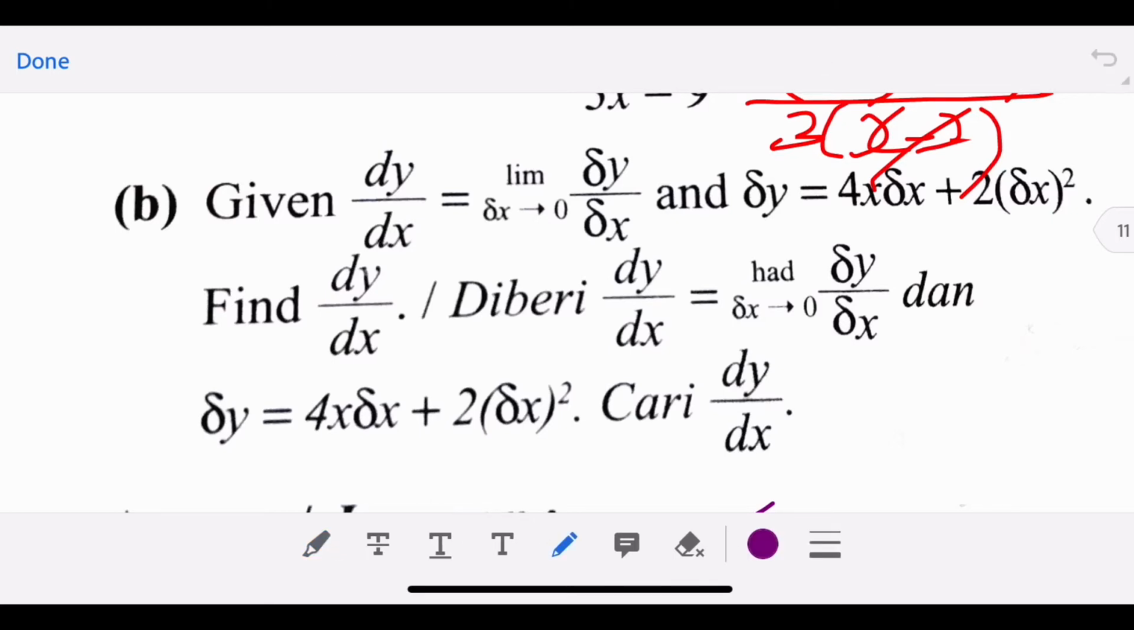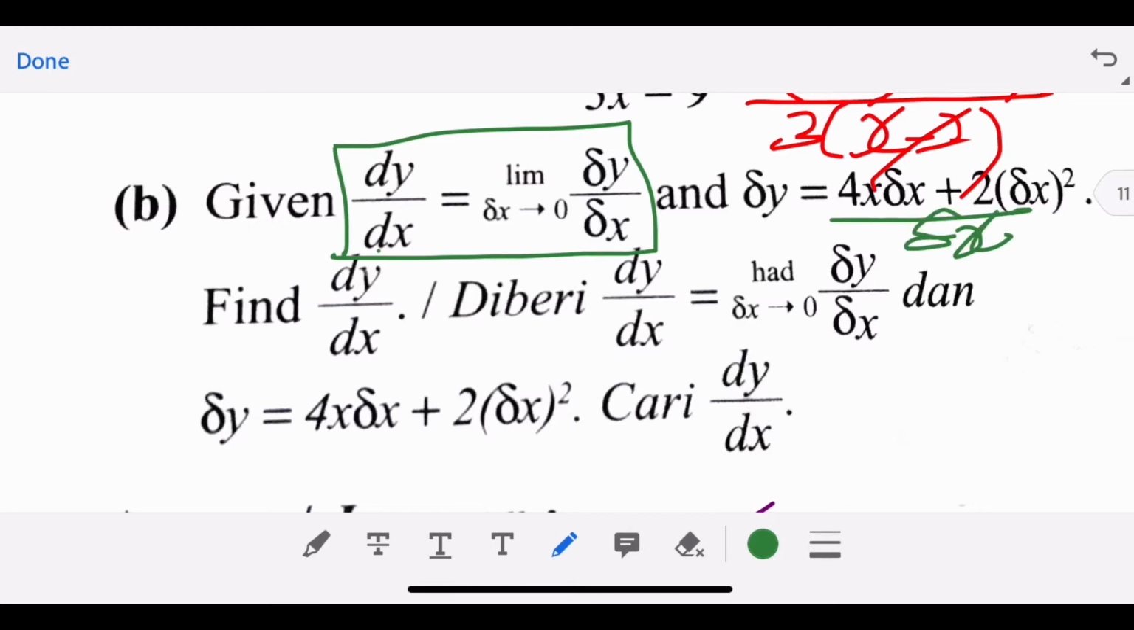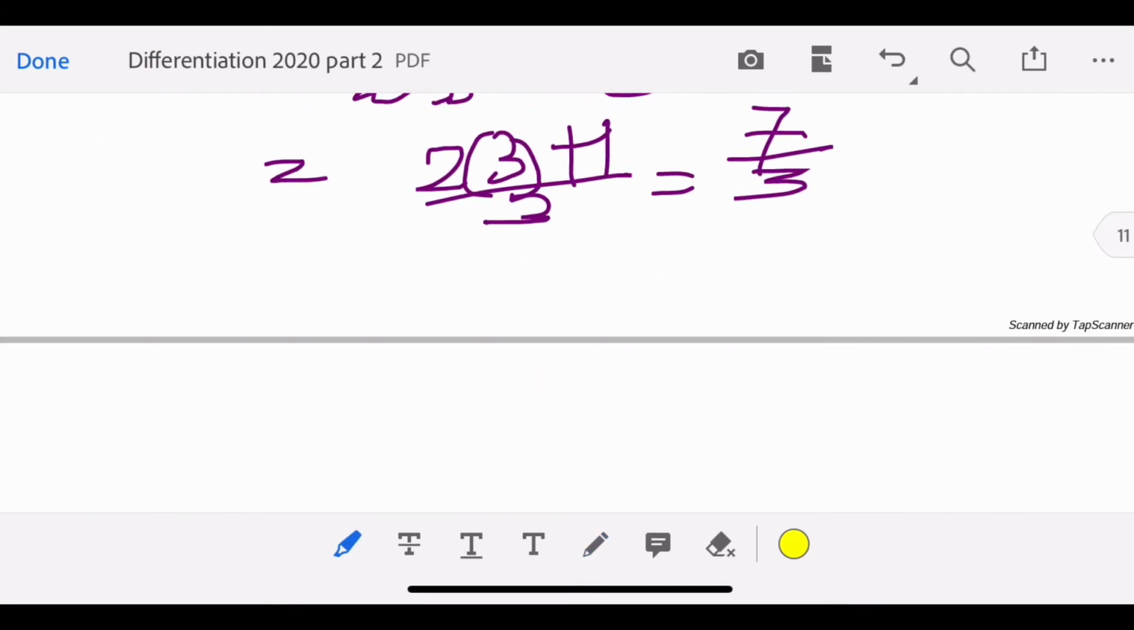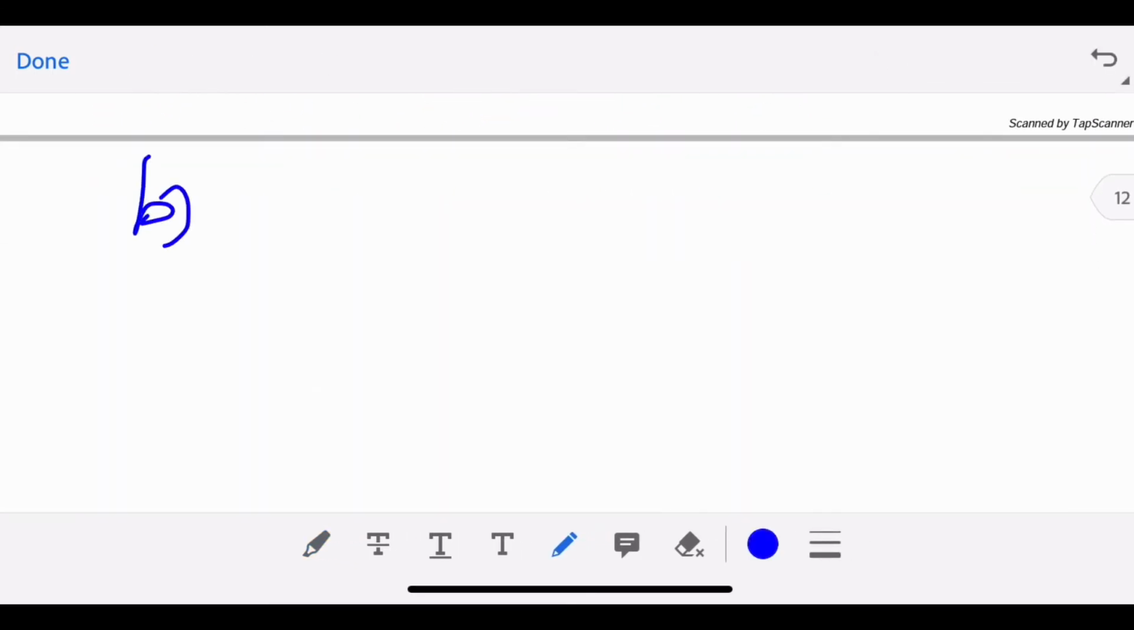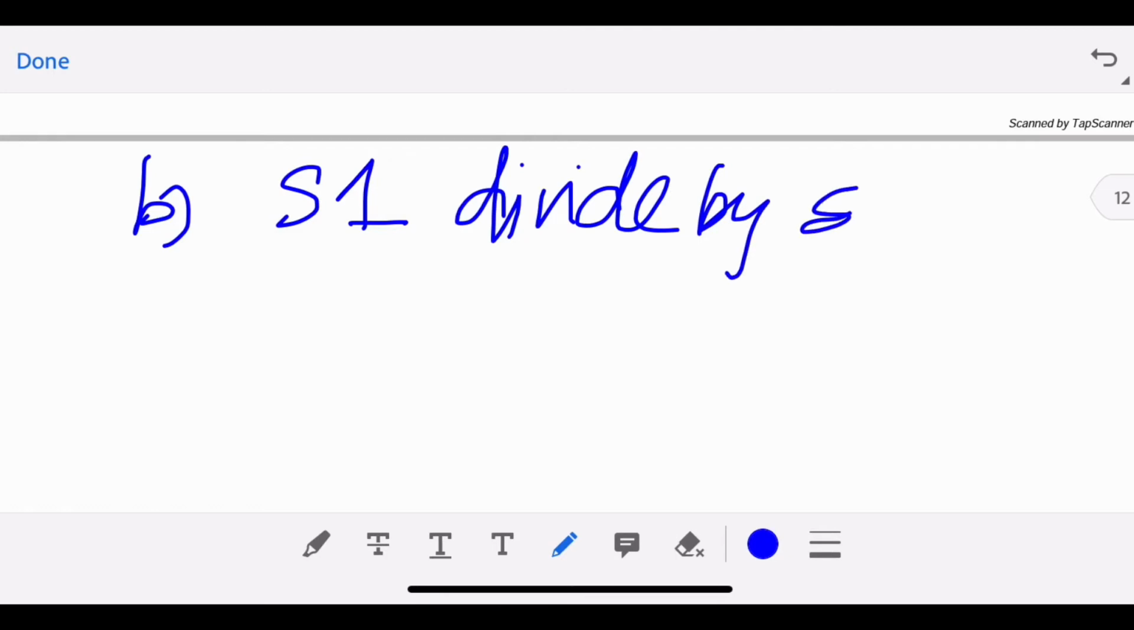we just follow. They say dy dx is actually the concept of limit delta x approaches 0 for delta y over delta x. So don't be afraid by this. You just follow. So first step, we need to find delta y over delta x, right? So we divide by delta x from the given one. They give you delta y, isn't it? Step 1, you divide by delta x.